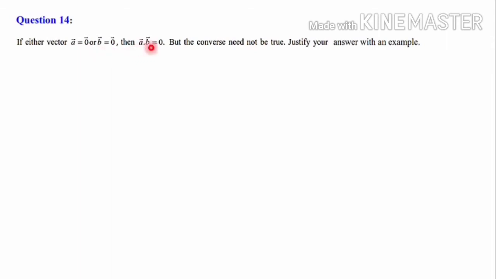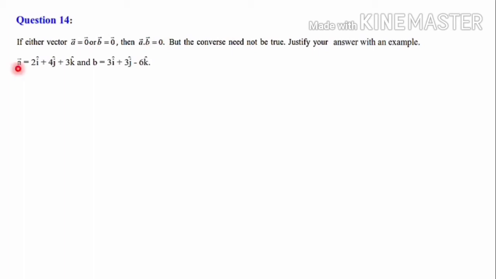Once again, if vector A dot vector B is equal to 0, we have to check whether vector A is equal to 0 vector or vector B is equal to 0 vector. Here we have to take two vectors A and B. While taking the vectors we have to be careful because we need to get their dot product 0. So a little bit of logic we have to use.